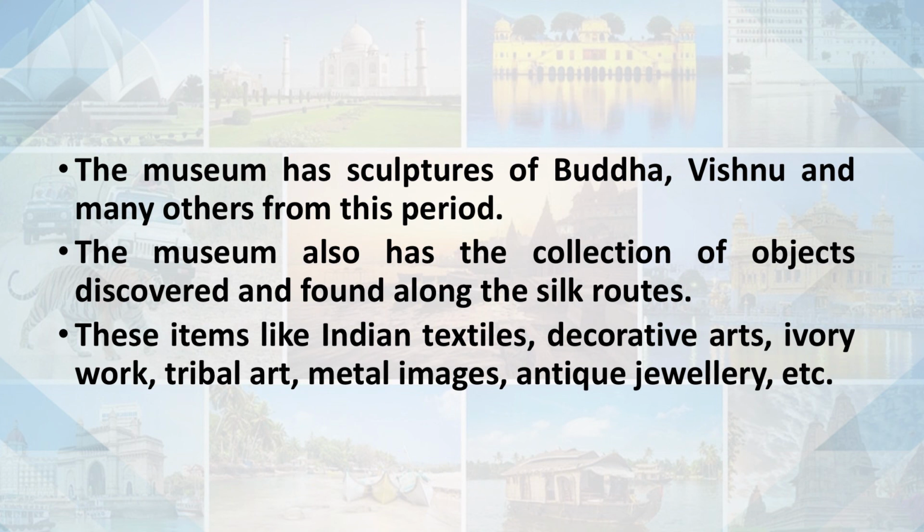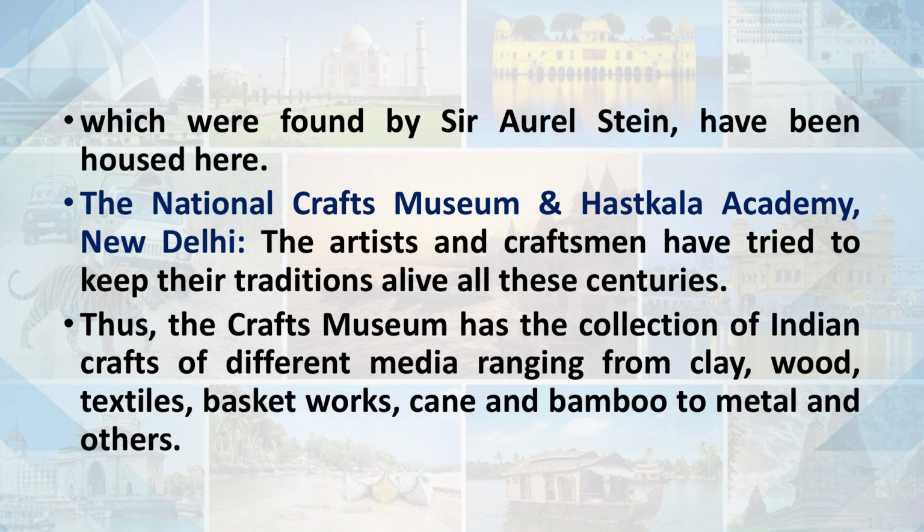The museum also has a collection of objects discovered and found along the silk routes. These items, like Indian textiles, decorative arts, ivory work, tribal art, metal images, antique jewelry, etc., which were found by Sir Aurel Stein, have been housed here.